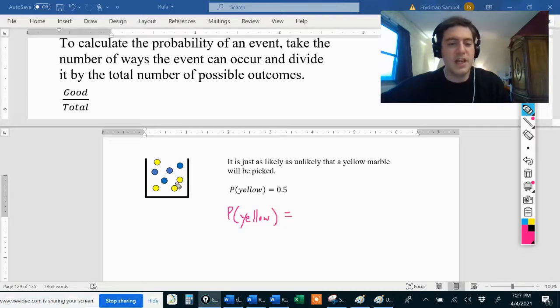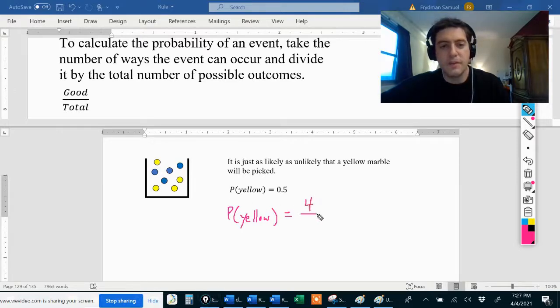So that means the yellow marbles for us. How many yellow marbles are there? 1, 2, 3, 4. So we'll put that in the numerator. Again, take the number of ways the event can occur. So if I want a yellow marble, how many different ways are there for me to choose a yellow marble?